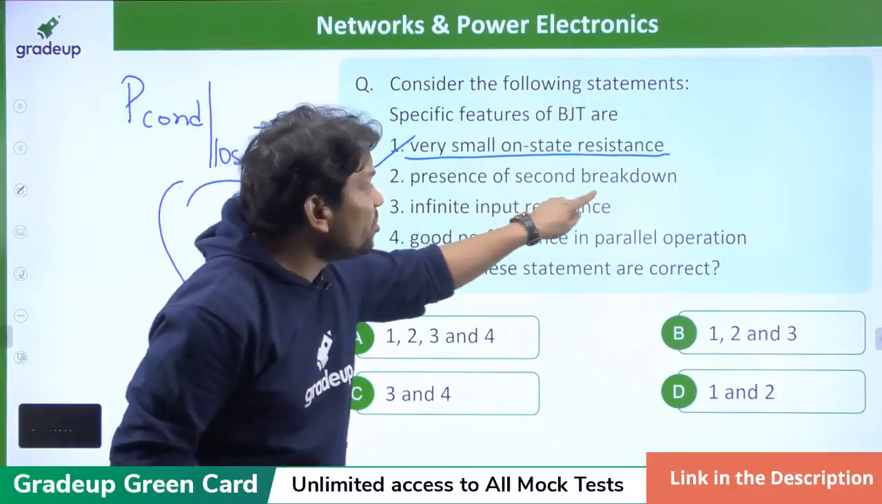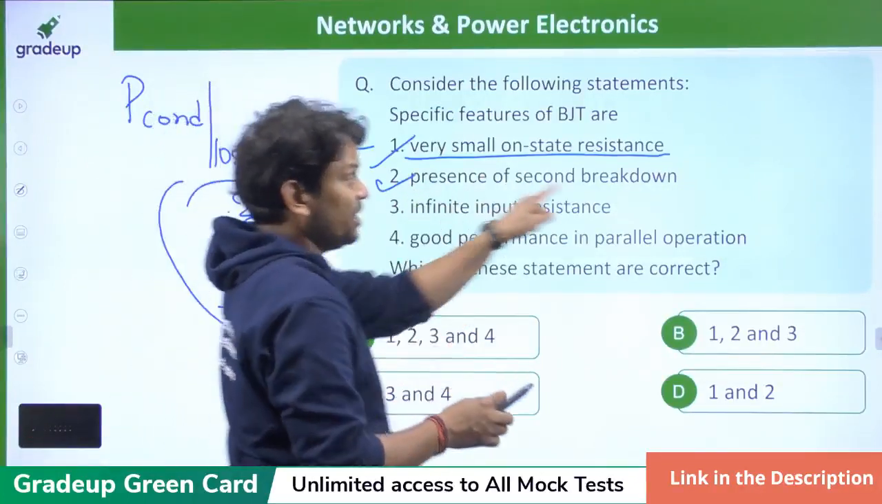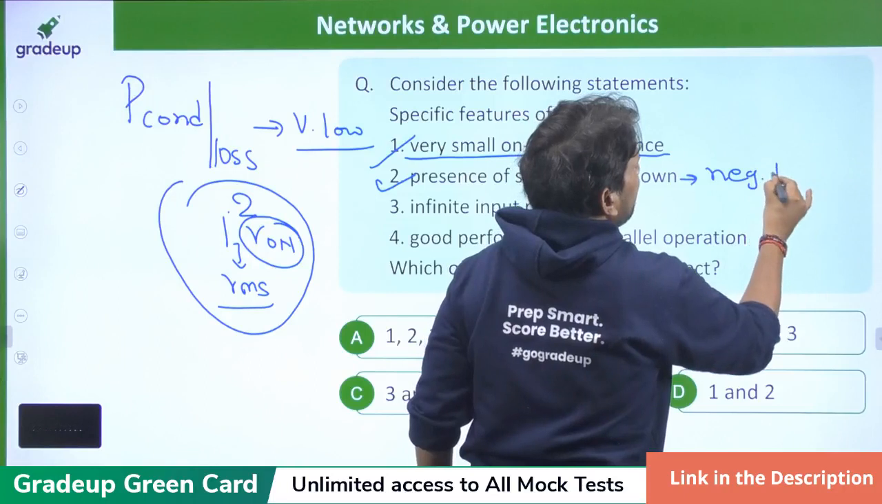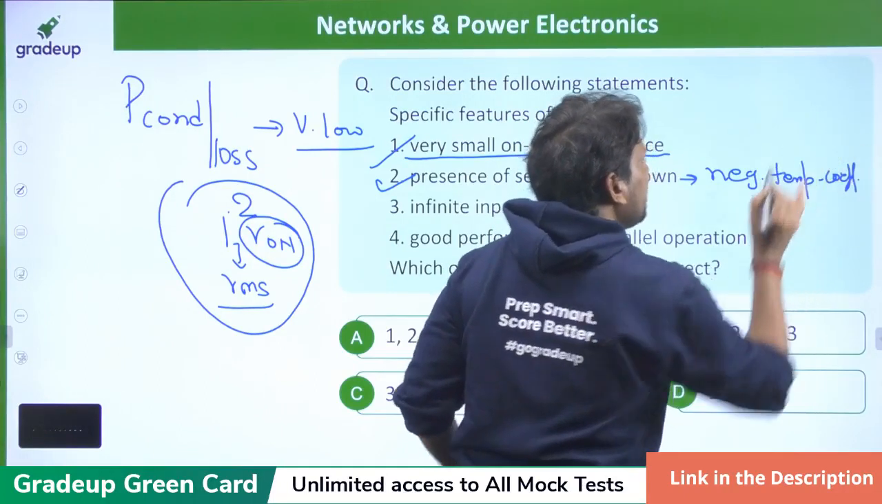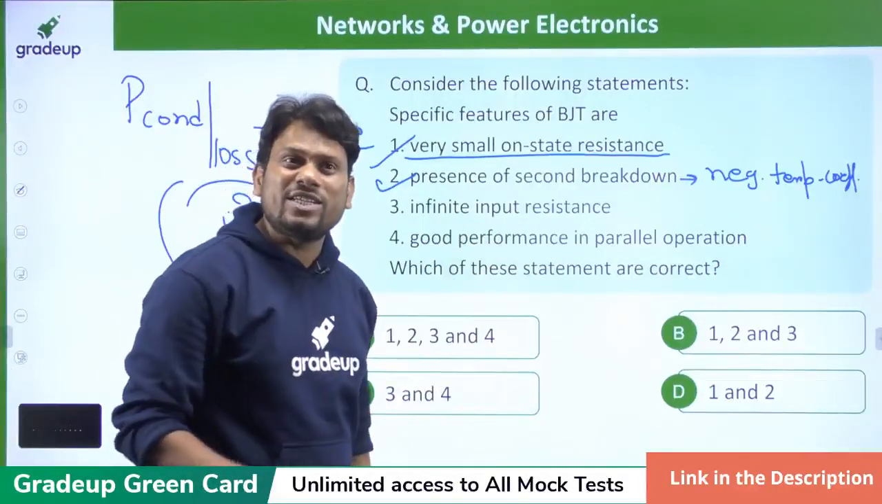Now, presence of second breakdown, we have already discussed. So presence of secondary breakdown, why? Negative temperature coefficient. Negative temperature coefficient. Now see, infinite input resistance.